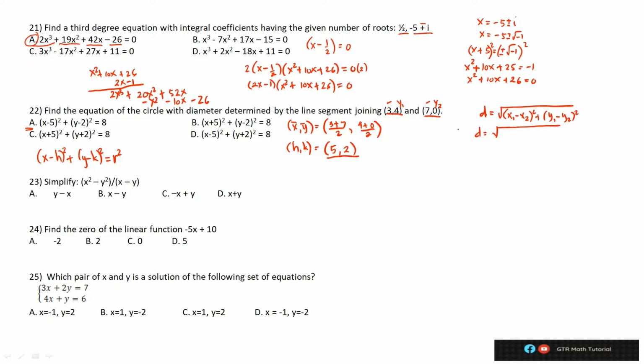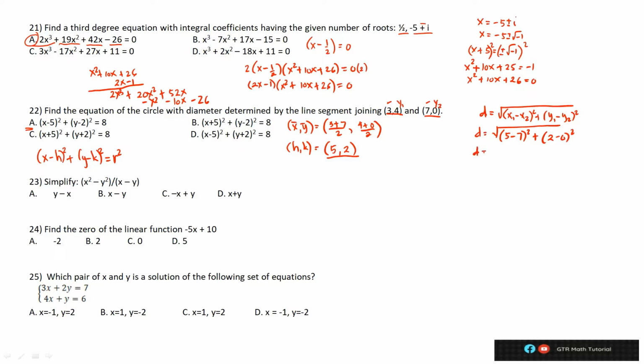So we have, ang x, gamitin natin 7, 0, tsaka 5, 2. So kahit magkabaligtad yan, 5 minus 7 or 7 minus 5, dahil naka-square, kaya pwedeng mabaligtad. So 5 minus 7 squared plus 2 minus 0 squared.